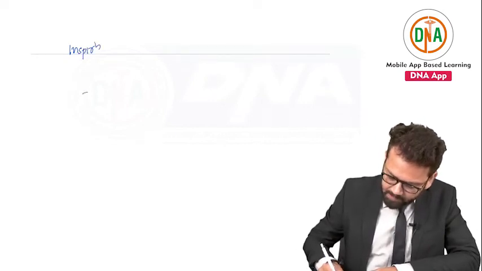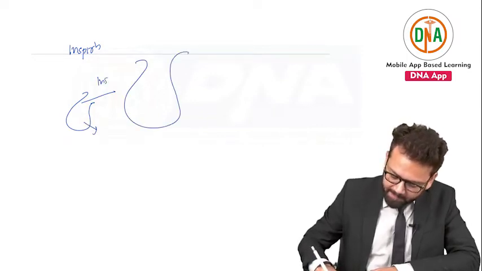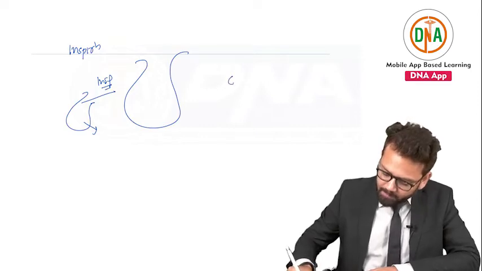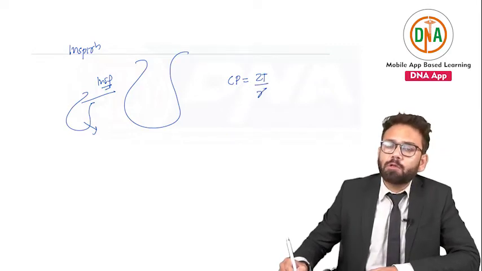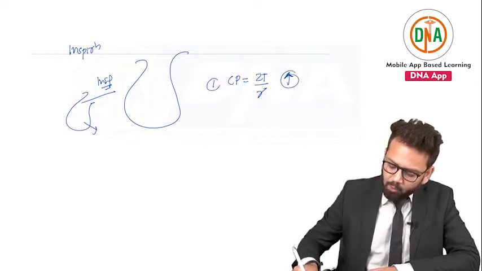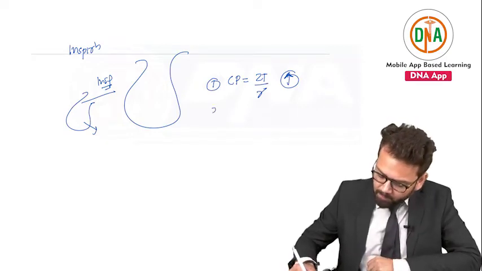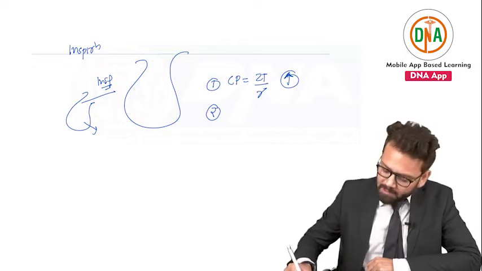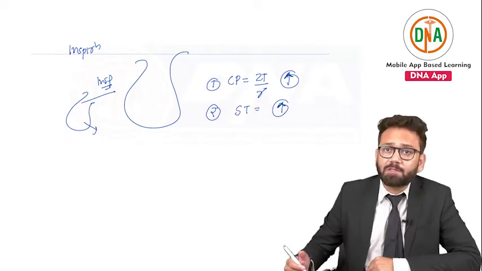Suppose during inspiration, what is happening? The alveoli are smaller and will become bigger. If alveoli are smaller, will they have less collapsing pressure or more? The smaller the alveoli, the more the collapsing pressure. So point number 1, collapsing pressure is more during inspiration because alveoli are smaller. Number 2, because collapsing pressure is more, surface tension is also more.